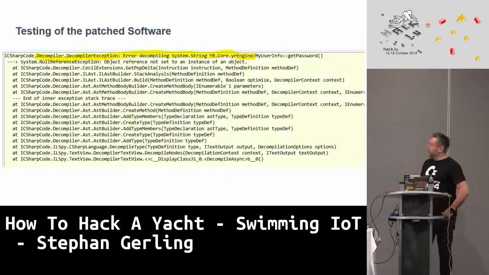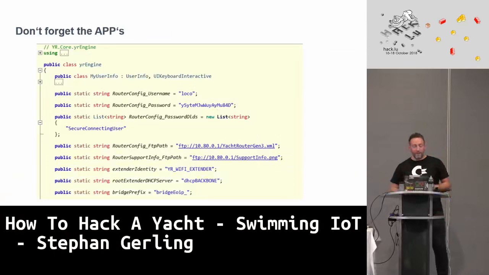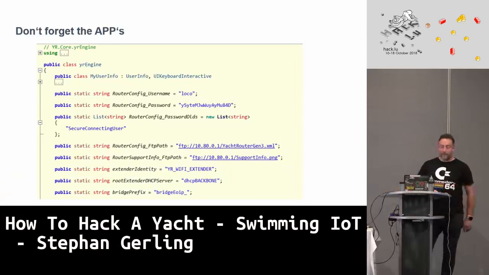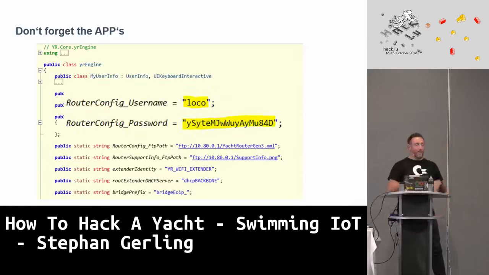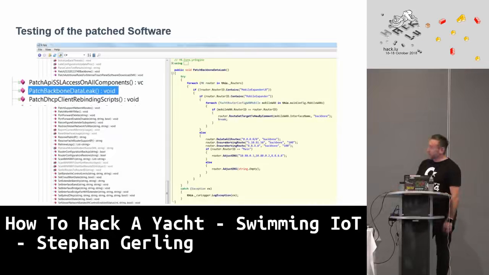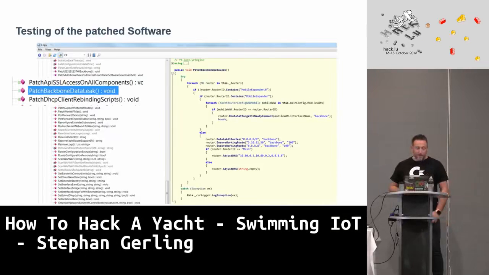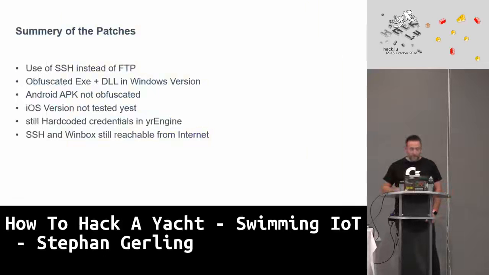In the patched software, the obfuscation was only done in the Windows version. So remember, there was an iOS version and there was an Android version. So I take the Android version, put it in ILSpy, and voila, we have it again. So when you obfuscate, then do it right. By the way, there was another nice thing, a small class called Patch Backbone Data Leak. I don't know what this kind of software is for. Yeah, that's the summary of the patch.